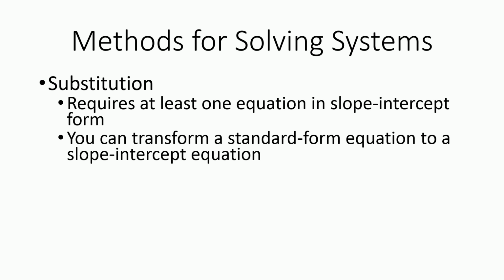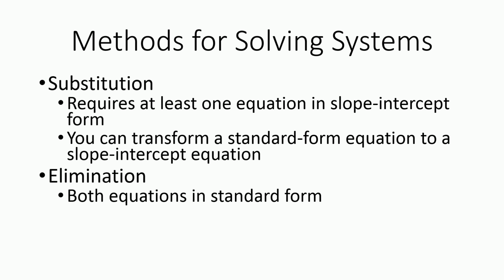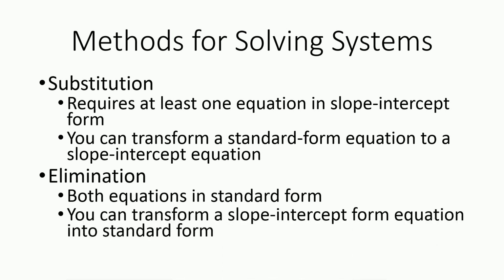Usually when we use substitution, we already have equations, at least one equation, in slope-intercept form. Elimination: both equations have to be in standard form to do elimination, and that's because of the way it's set up. The idea is that we add or subtract the two to get rid of a variable. And we could transform a slope-intercept form equation into a standard form equation if we want. Again, that's going to be more work, but we could do it. Usually when we already have both equations in standard form, that's a good time to use elimination.